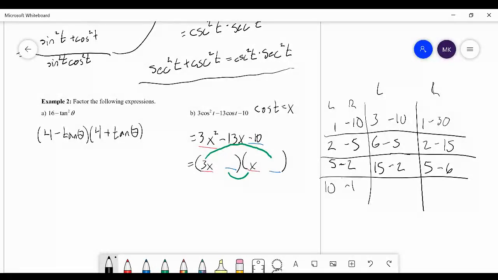Okay, so then here we would get 30 and minus 1. And over here we'd have 10 and minus 3. Okay, now that I've gotten all these right, these are all the possibilities of what we have. And notice these are all originating from these four sets right here.